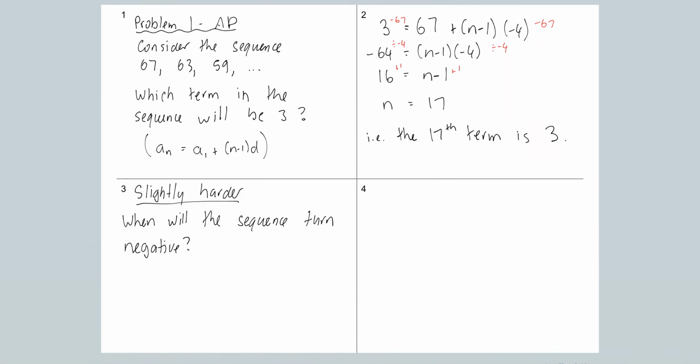That left us with n minus 1. This is the unknown, so I removed the minus 1 to get 17. Okay, you can see the slightly harder one down the bottom there, so let's have a crack at that.